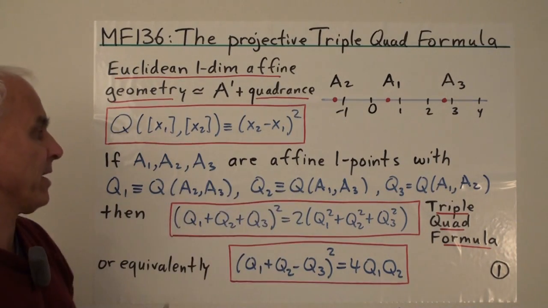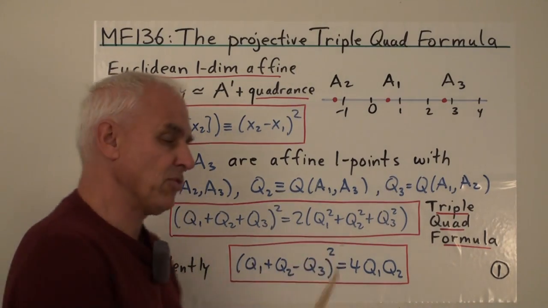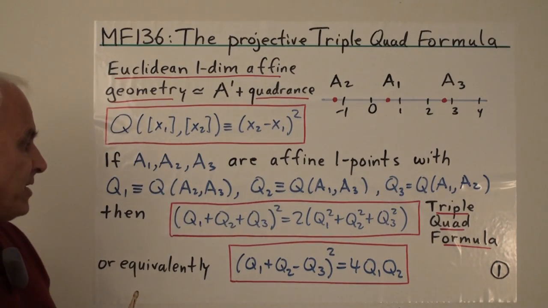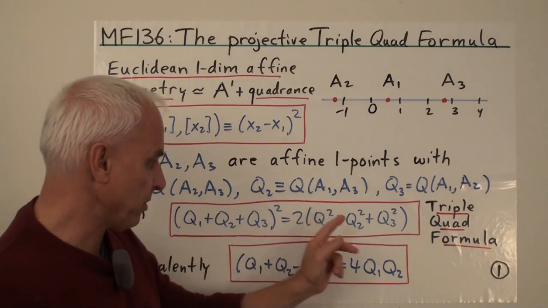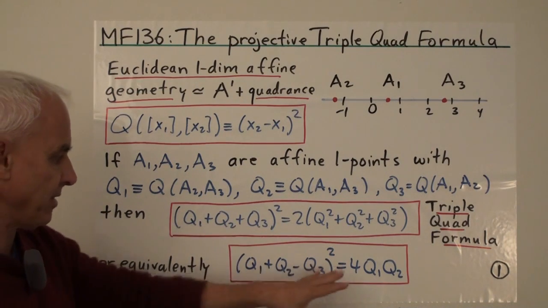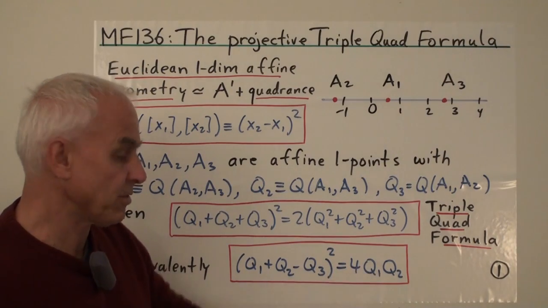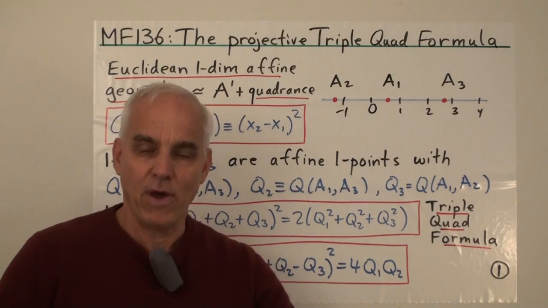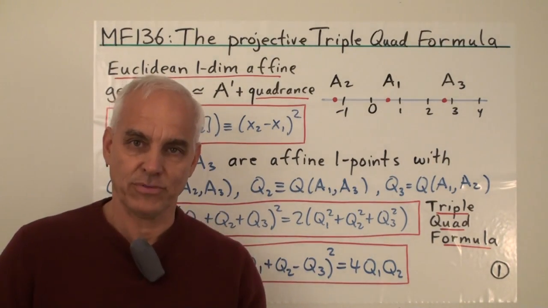And the fundamental formula in this subject is the triple quad formula, which tells you what the relationship is between the 3 quadrances that you get by looking at 3 affine 1 points. And the relationship is (q1 + q2 + q3)^2 = 2(q1^2 + q2^2 + q3^2). An asymmetric form, which is a little bit shorter to write, is that (q1 + q2 - q3)^2 = 4 q1 q2. And we saw this formula appearing in many different manifestations as we went further along in our study of affine geometry and metrical structure.